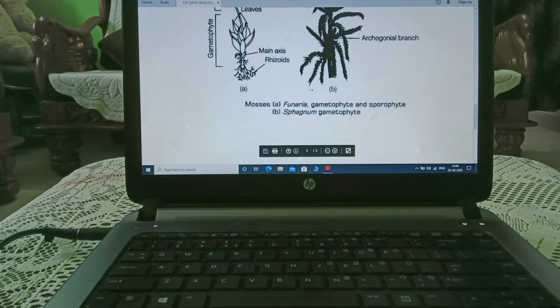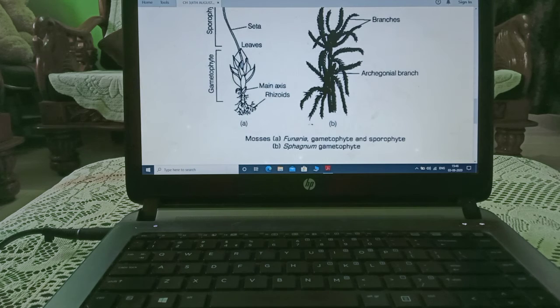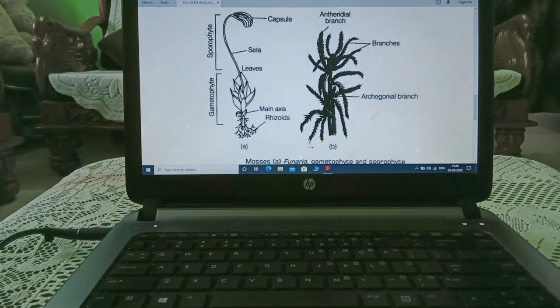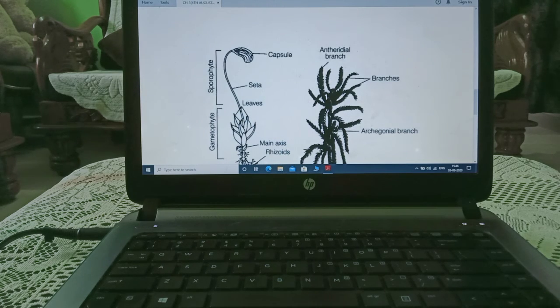In the sphagnum plant we will see this is the archegonial branch. Archegonial means female branch, where the female gametophyte is present. The same plant has an antheridial branch also. You can see above, this is the antheridial branch, this is the archegonial branch, and these are simple branches.